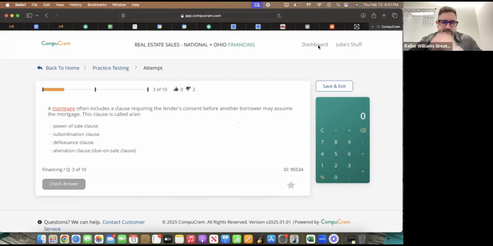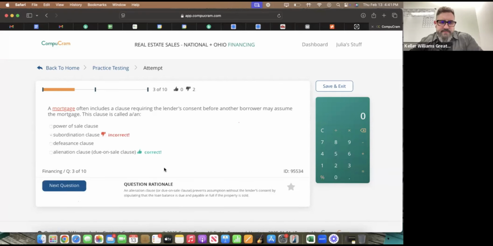Eric thinks subordination, which would be B. I'm going to agree with Eric on this. And we were both wrong. It's alienation clause or due on sale clause. Deborah got it right, though. Good job, Deborah. An alienation clause or due on sale clause prevents assumption without the lender's consent by stipulating that the loan balance is due and payable in full if the property is sold. That's the alienation clause.